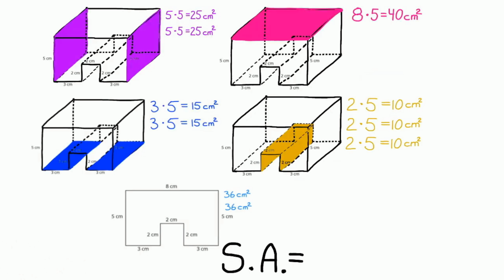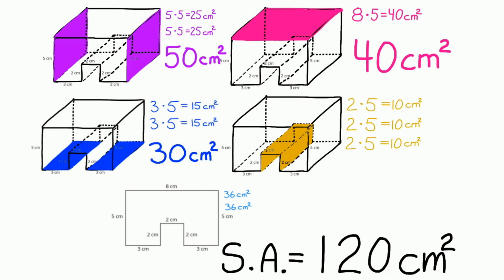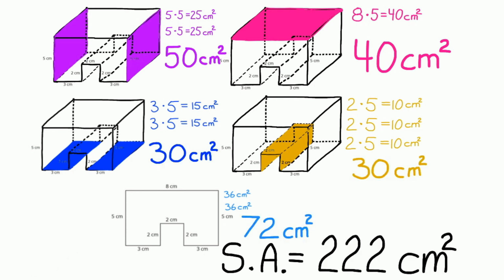Now to find the total surface area for the entire prism, we have to add up all the surface areas for each of the sides and bases. 50 plus 40 plus 30 plus 30 plus 72. So the surface area for the entire prism is 222 centimeters squared.